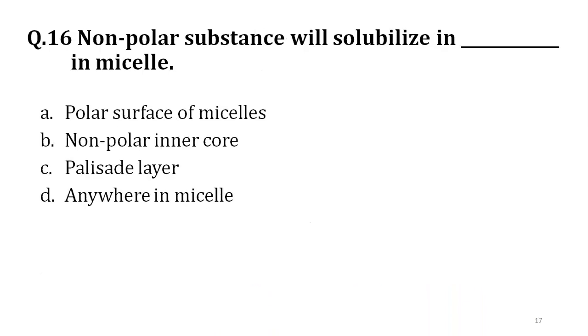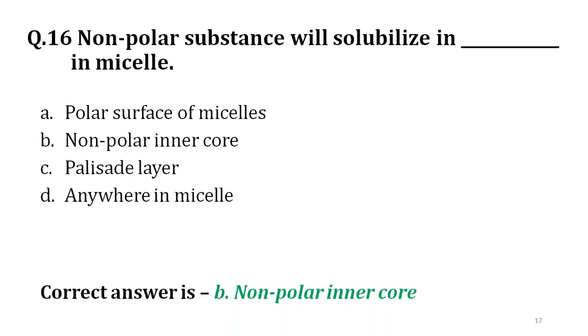Next: a non-polar substance will be solubilized in dash dash in the micelles. If your substance is non-polar in nature, then in which part of the micelles will it be solubilized? Option A, polar surface of the micelles; option B, non-polar inner core; C, palisade layer; and option D, anywhere in the micelles. Again, the phenomenon of like dissolves like: if the substance is non-polar, then it will be solubilized in the non-polar inner core. So the correct option is B, the non-polar inner core.